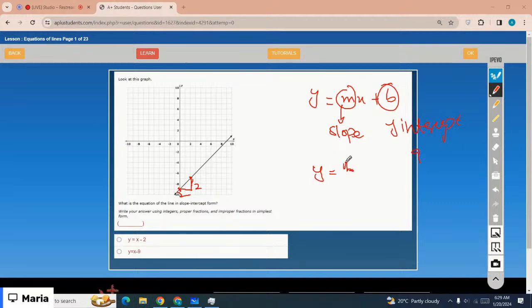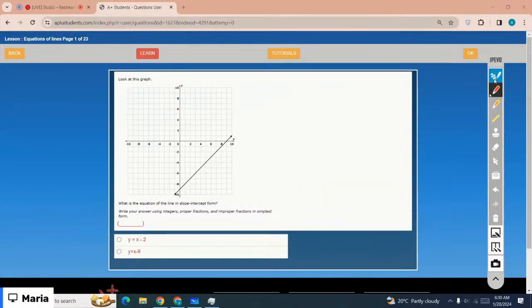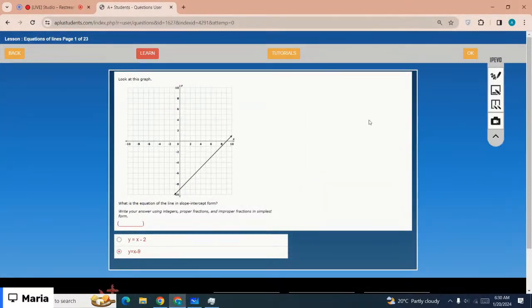Y equals 1x plus 9. So that means the equation is y equals x plus 9. The correct option is y equals x plus 9. Sorry, negative 9, because here the y-intercept is negative 9. That is y equals x minus 9. The correct option is option number 2. That is y equals x minus 9.